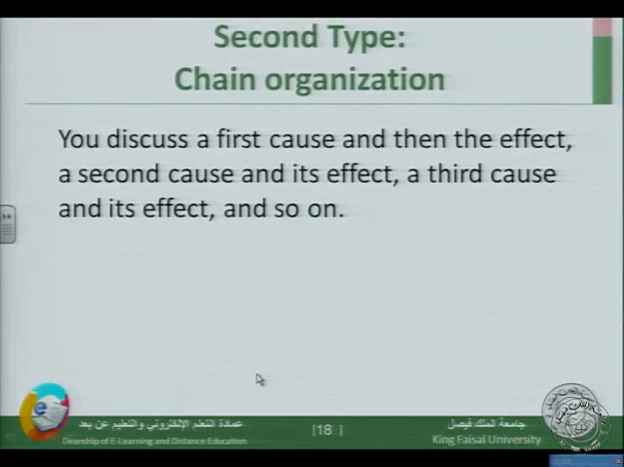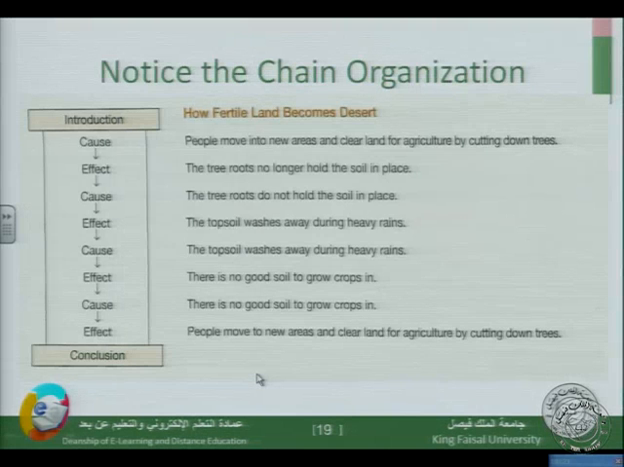So, in chain organization you discuss a first cause, then the result. A second cause, then the result. A third cause, and then the result, and so on. مش مثل block organization. In the block organization, you mention all the results or reasons in one block, and then you mention the other. In chain organization تذكر سبب ونتيجة، سبب ونتيجة، سبب ونتيجة.